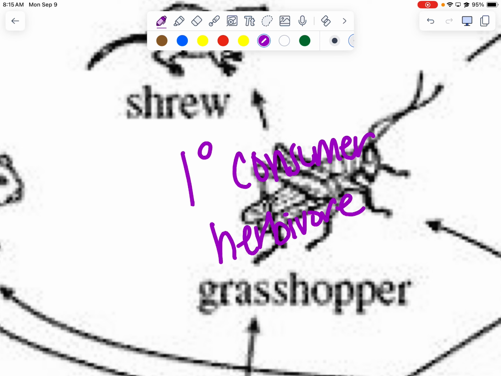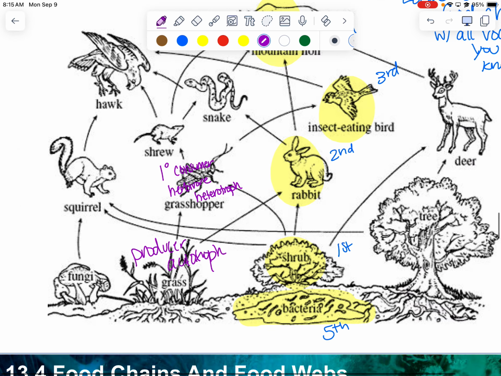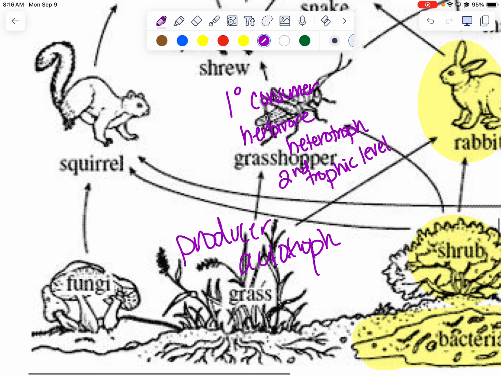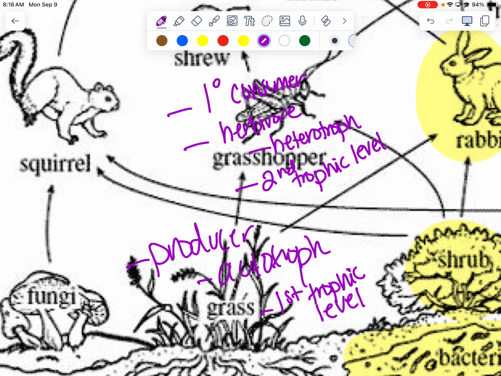Yeah. Good. Okay, so you get the drift. So keep going up the chain. That's the first. I think there was one more, right? Second trophic level. Don't forget our new word, trophic level. And then this one is the first trophic level. Okay, so 1, 2, 3, 4 things I labeled the grasshopper and 3 things for the grass.